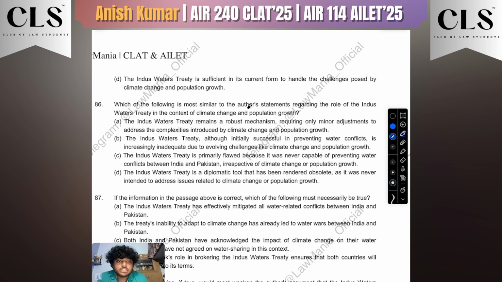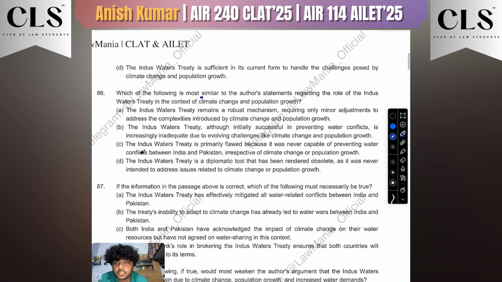Which of the following is most similar to the author's statement regarding the role of the Indus Water Treaty in the context of climate change and population growth? Most similar. Okay. The Indus Water Treaty remains a robust mechanism requiring only minor changes. This is not true. The whole point is that the Indus Water Treaty needs to evolve. Correct. Option B: The Indus Water Treaty, although initially successful in preventing water conflicts, is increasingly inadequate due to evolving circumstances. This is given. This is what the passage is talking about. So I think this should be the answer. But okay, let's see the other options as well.